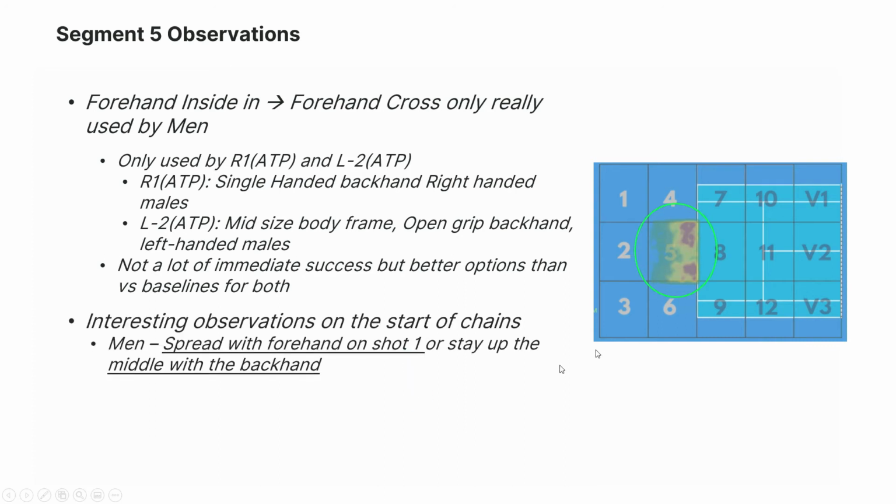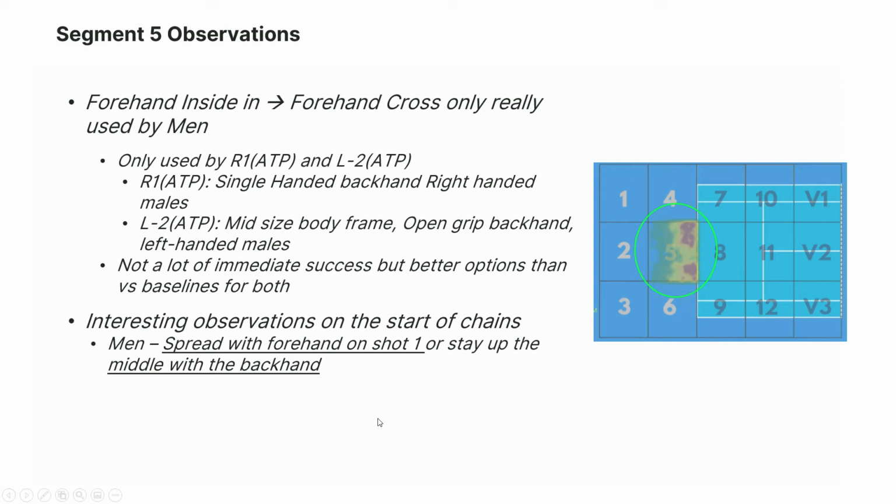An interesting observation from segment 5 was the male players did better if they had a forehand. They did better if they spread on that, so either using the forehand cross or going forehand line. Whereas if they hit the backhand first there, it was actually better for them to go up the middle, probably focusing a little bit more on a depth-based game as opposed to spreading the court.